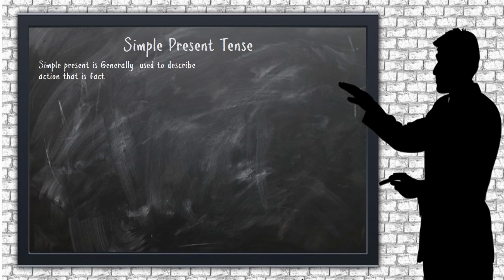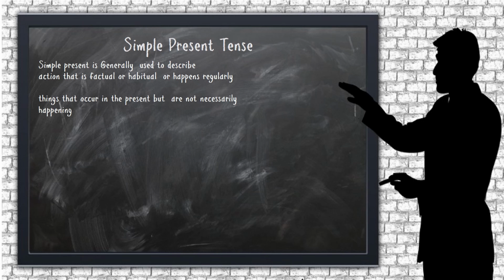Simple present is generally used to describe action that is factual, habitual or happens regularly. Things that occur in the present but are not necessarily happening right now. Example. It rains a lot in England. He drinks coffee every day. I never go out on Sundays. I can swim. You may enter. She must go. They work hard.